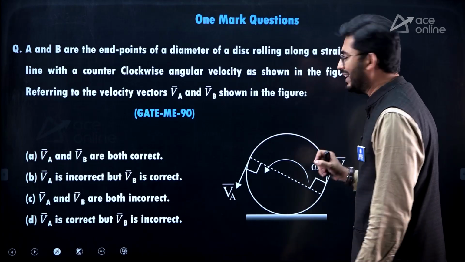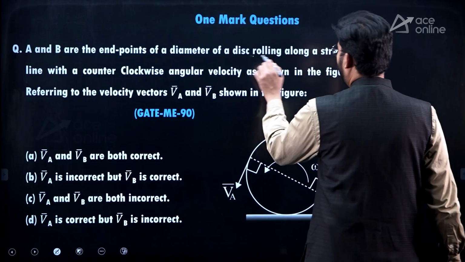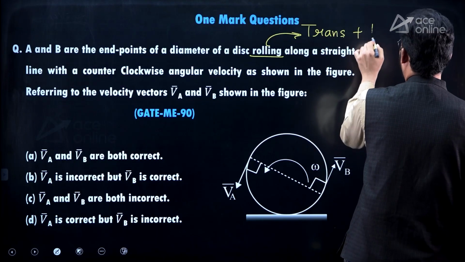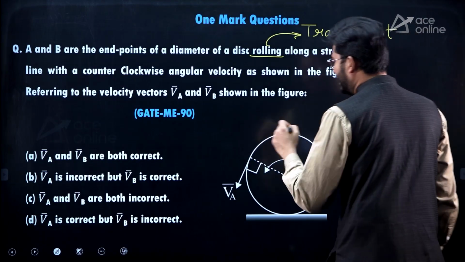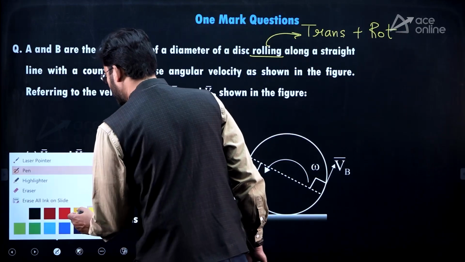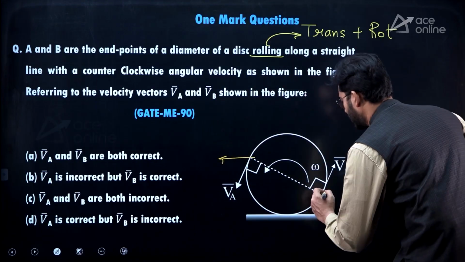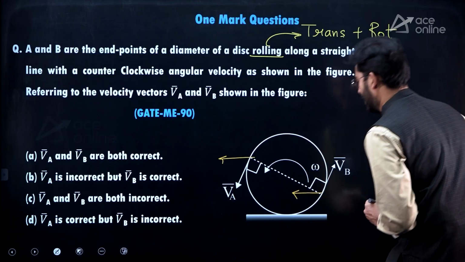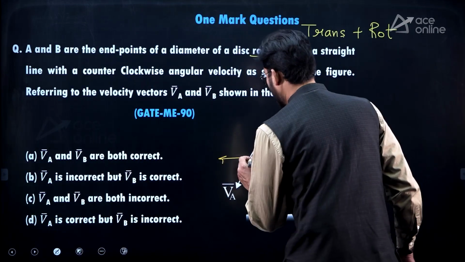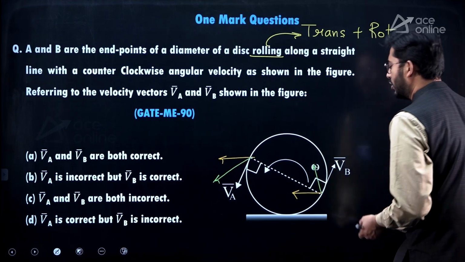So VA and VB, we are finding them as tangential to the disk, and here it is rolling. If it is a rolling case, then rolling is a combination of translation and rotation. So these velocities are actually tangential to the surface. The velocity which is responsible for translation is ignored. The translation velocity will be horizontal, and it will be horizontal over here as well. Now the resultant velocity of these two is expected to be somewhere here, and this would be the resultant of VB.